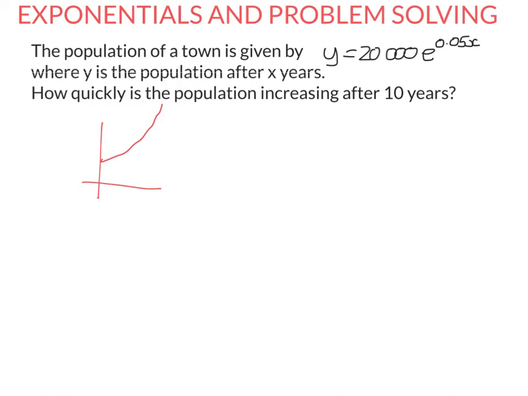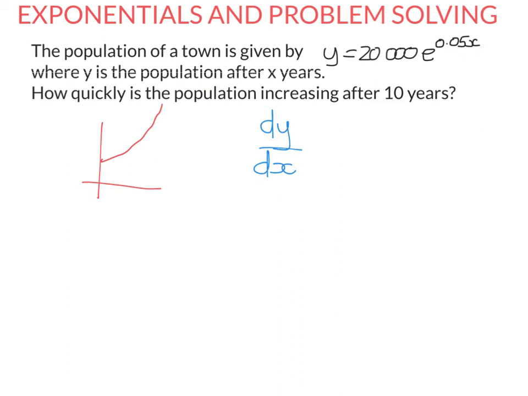So when we're talking about the rate of population increase, how quickly it's increasing, hopefully straight away you're thinking calculus, because calculus is a rate of change. If this is the population and this is the time, then the rate of change of population with respect to time is just dy/dx. So all I need to do is differentiate this function here.